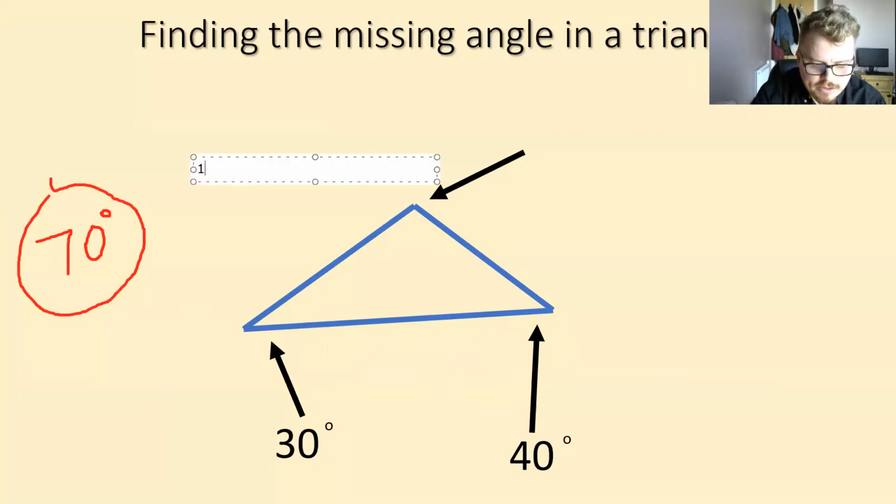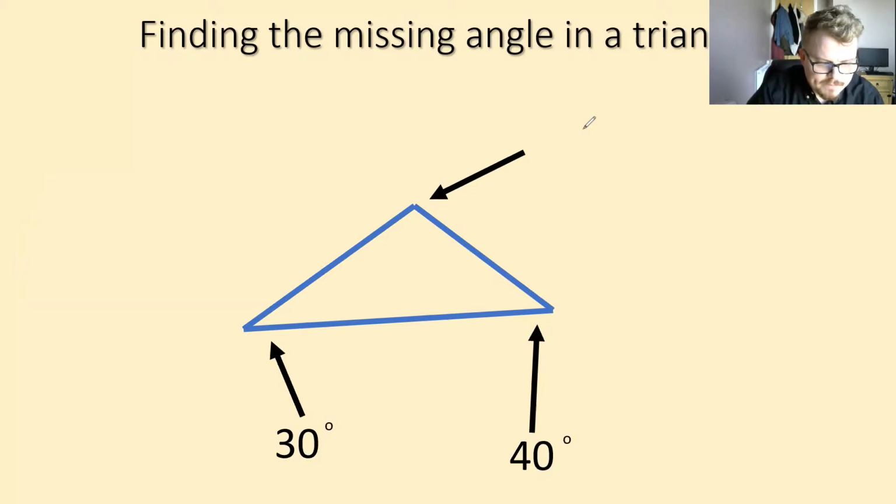So 180 subtract 70. You can subtract how you like. Use a column method, or maybe you could do it in your head using your knowledge of number facts. Whichever way works for you is fine. You should get the same answer though. 180 subtract 70 equals 110. So I know that the missing angle here is 110 degrees.